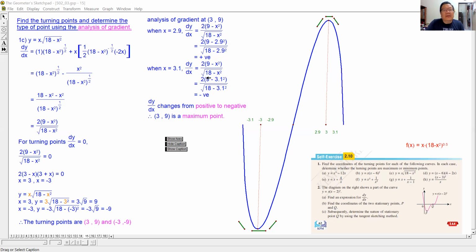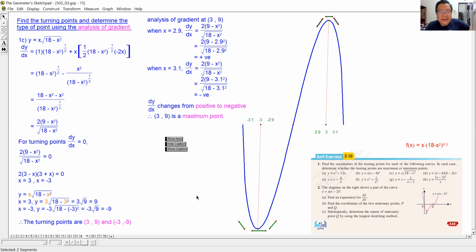Okay, so now I see the gradient changes from positive to negative. It is this part. 2.9 is like this, positive. 3.1, it is negative. Right. So this shows that the dy dx changes from positive to negative. So 3, 9 is a maximum point.